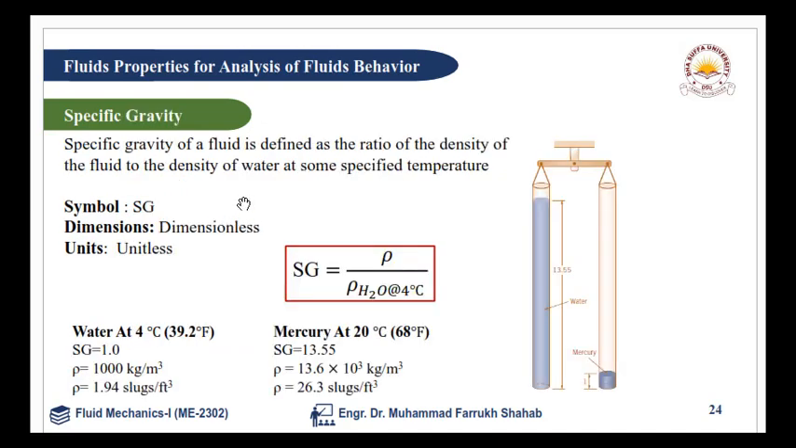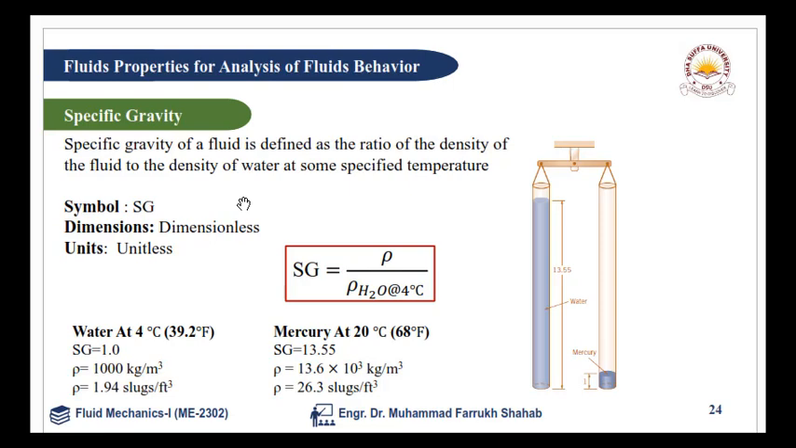Moving further, specific gravity is another fluid property which is used to compare two different fluids. It is unitless, and it is the ratio of the density of two different fluids. One fluid is water and one fluid is the other fluid which you are dealing with. The symbol is Sg. It's a dimensionless quantity. There are no units because the numerator is also a density, and the denominator is the density of water.